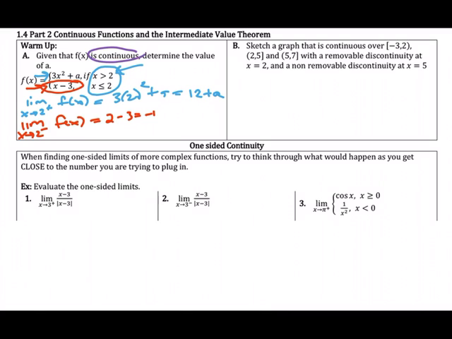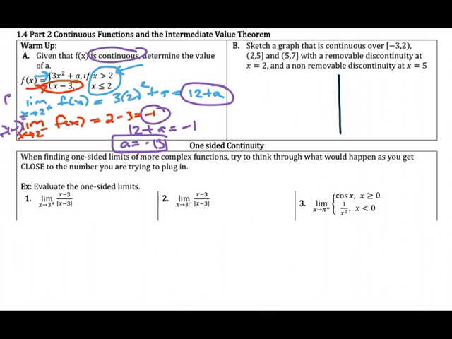Since we know that it's continuous, the left side should be equal to the right side, and should be equal to the value of the function, which is what we actually get when we plug it into the second piece. f of 2 is equal to this. So we can say that 12 plus a equals negative 1, and if we subtract 12 from both sides, we get that a is negative 13.